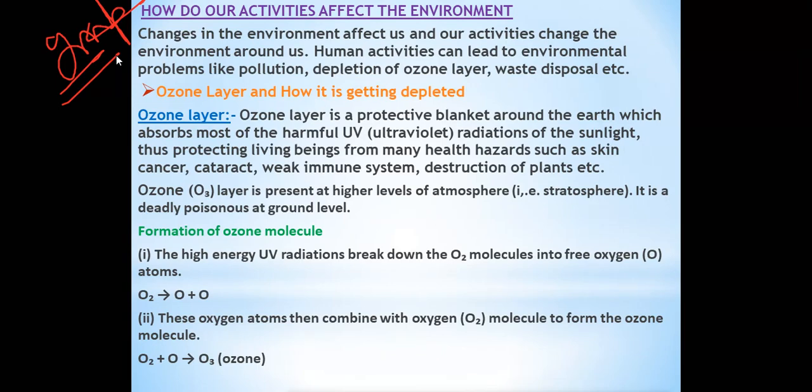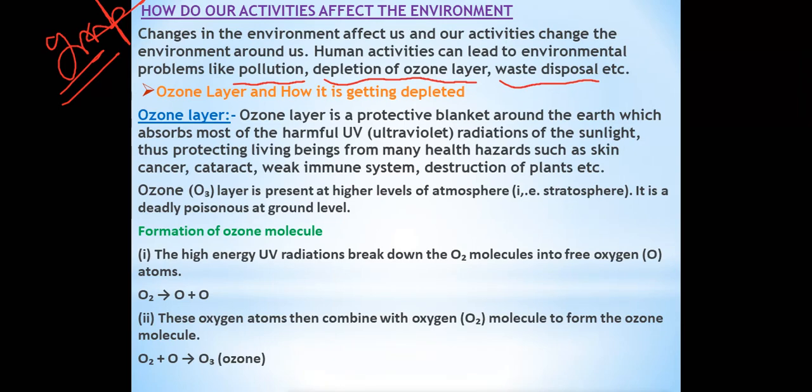We are using plastics, and plastics are creating a lot of pollution in the environment. We are using coal in different industries that is also causing environmental problems. So human activities lead to environmental problems like pollution. About pollution, you all know that because of human activities, a lot of pollution is there. Depletion of ozone layer, waste disposal, these all are the important problems which we can see because of human activities: pollution, depletion of ozone layer, and waste disposal. So one by one we are going to discuss each of these topics.